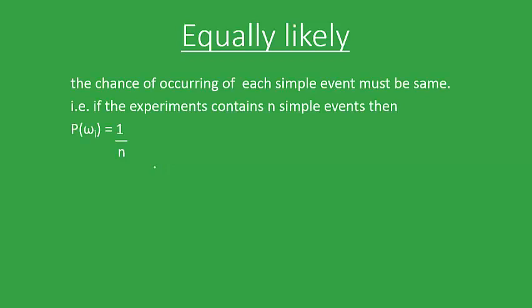Next we look at a term which is generally used in problems to express a particular property of events. If the chance of occurring of each simple event, that is, each sample point in the sample space, is the same, then those sample points are called equally likely, or we say all the outcomes are equally likely. In that case, if all the events are equally likely, the probability of each particular outcome is 1 upon the total number of possible outcomes.